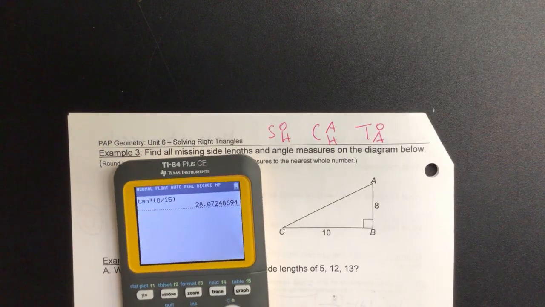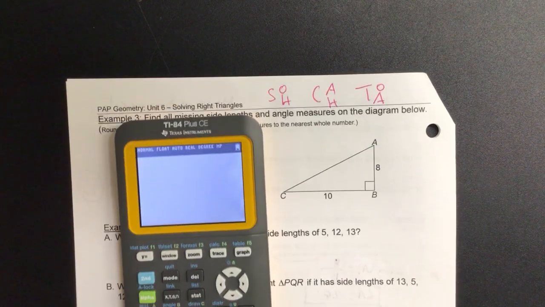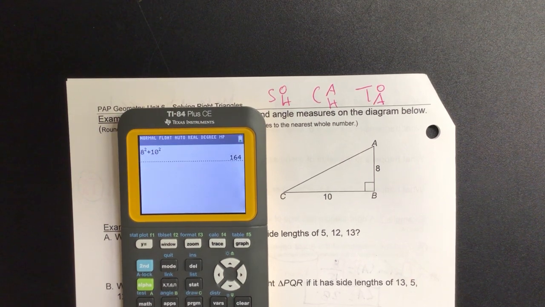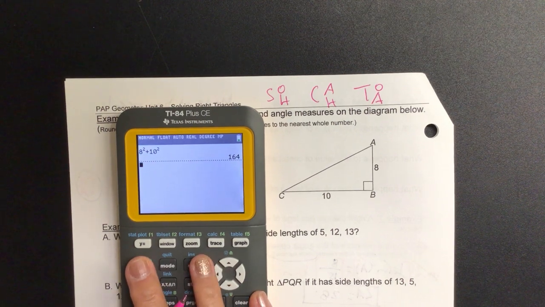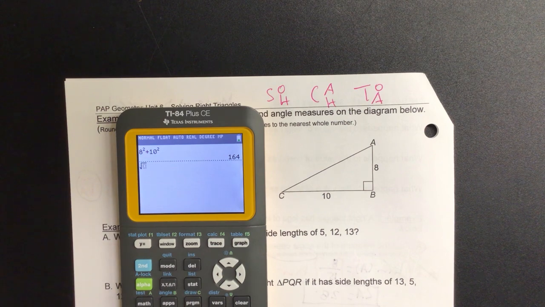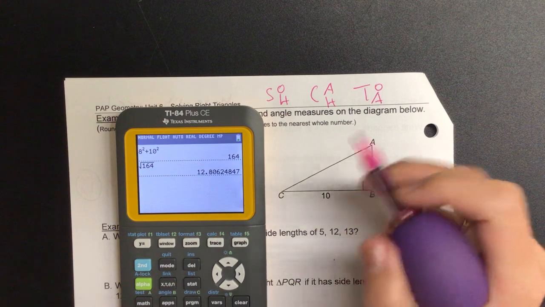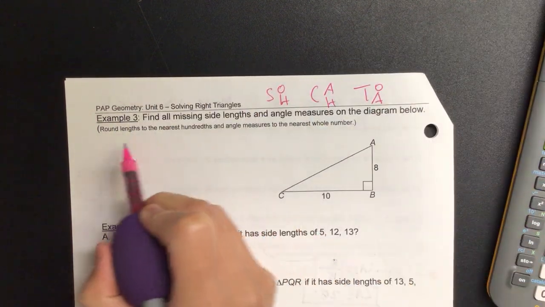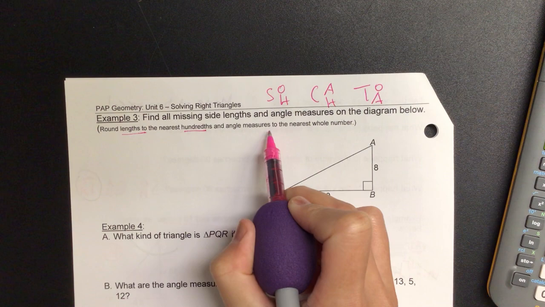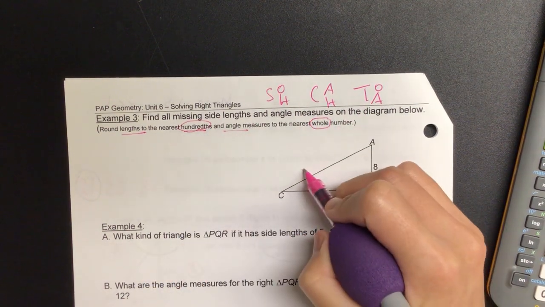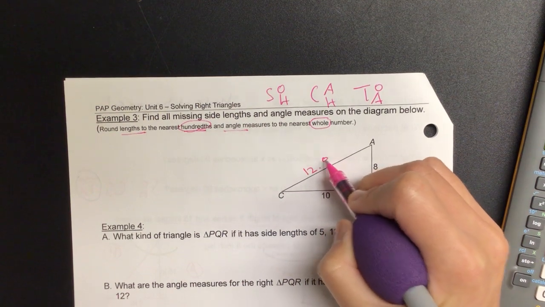Okay, so I have my a squared plus b squared. That's going to be 8 squared plus 10 squared. That is our c squared value, but I want the c alone, so what must I do to that number? Square root it. So that's going to give me some decimal, and it says I want all the side measures to the hundredths and all the angles to the whole. So this will be 12 point how many? 81.